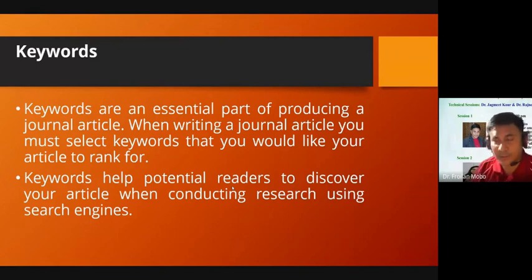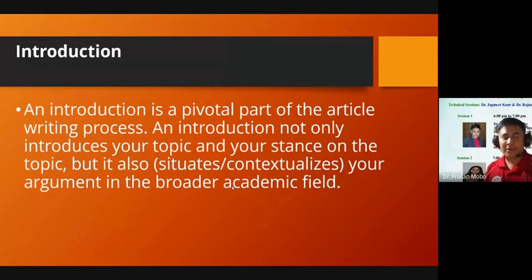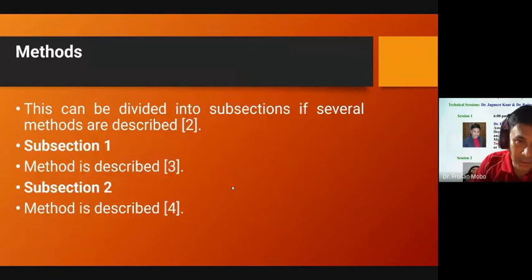For example, if you have a title of your study and you have applied it for publication, it is very important to get all the details so it can help us to conduct more research as part of the community extension. So the introduction is a pivotal part of the article writing process. An introduction not only introduces your topic and your stance on the subject. So it's very important to have a discussion on this because it plays a vital role in every aspect.